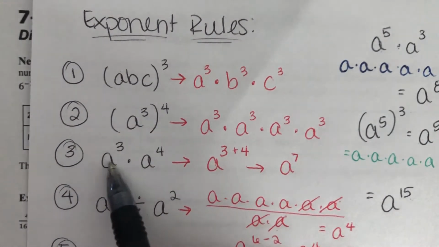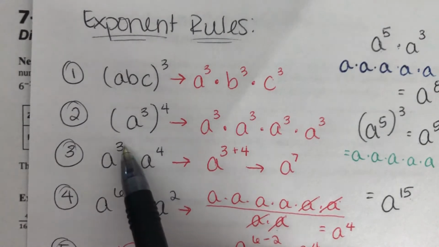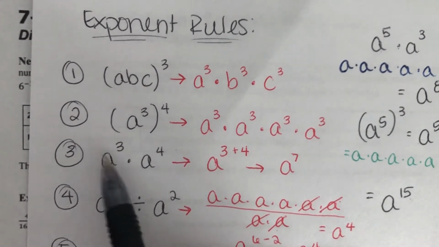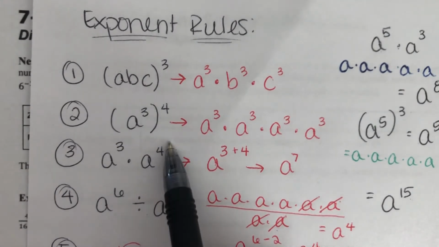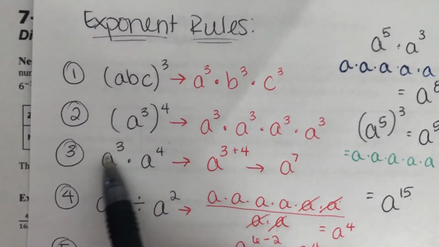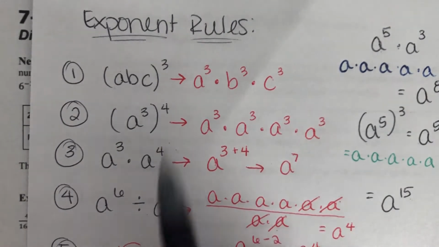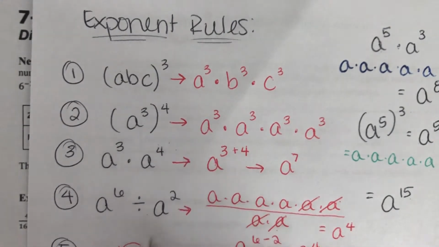Number 3, when I multiply bases, I add exponents, right? So here I'm multiplying a to the 3rd times a to the 4th. So my base is a, and I'm going to add 3 plus 4. So I get a to the 7th, right? So make sure you understand the difference between these two.